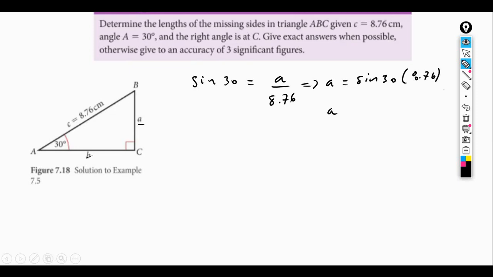But this implies that a is equal to sine of 30 times 8.76. But we know that sine of 30 is 1/2, so this is 1/2 times 8.76, and therefore a is going to be 4.38 exactly.